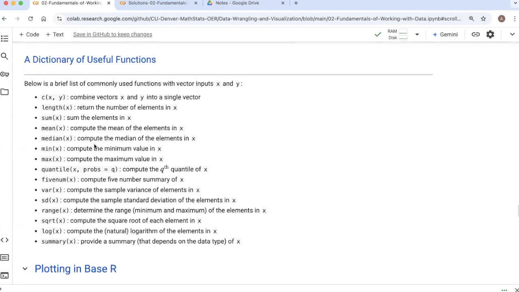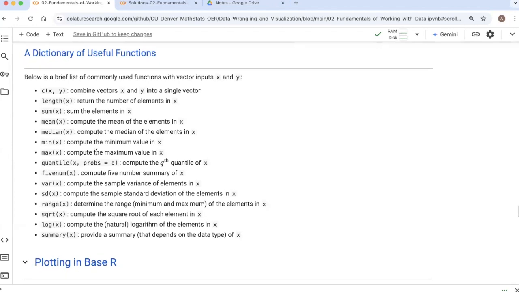Okay, thanks everybody. In the next video, or in the next couple of videos to wrap up this week, we'll be talking about ways that we can plot data using what is called base R. Thanks, everyone.